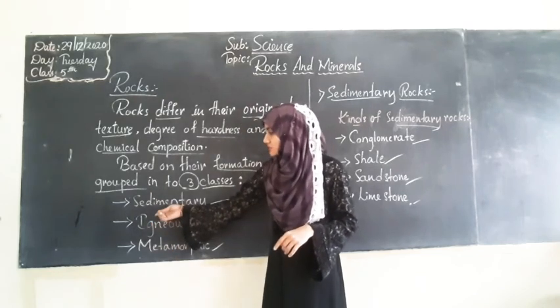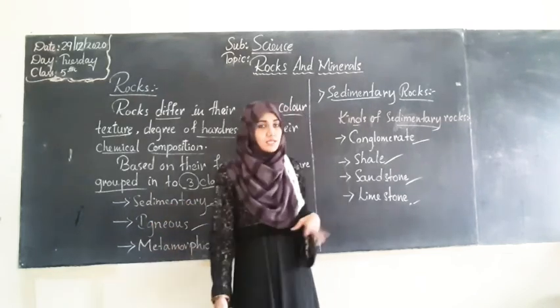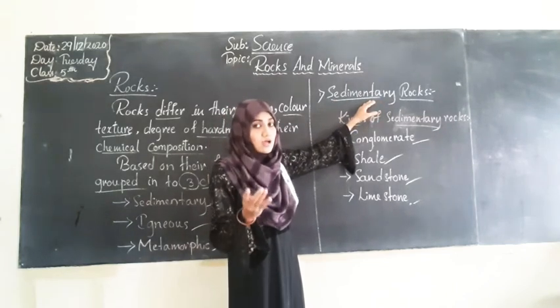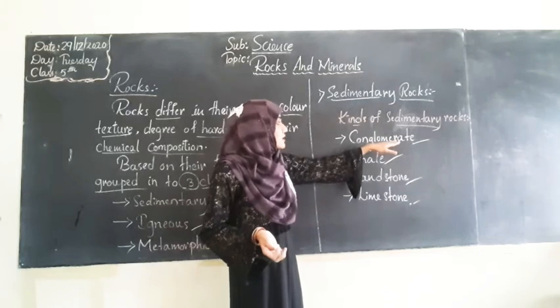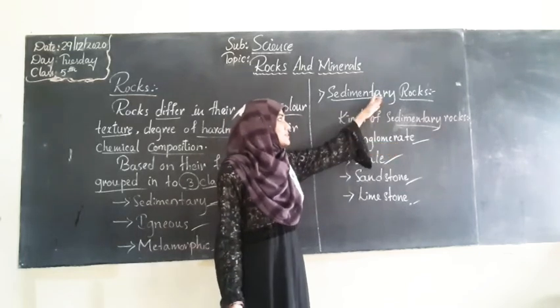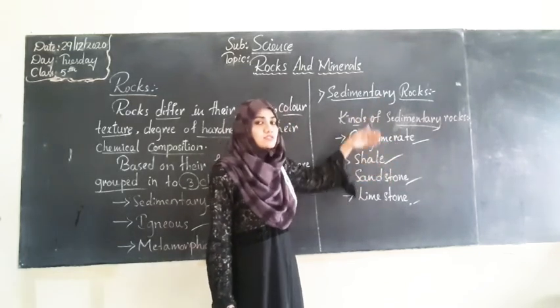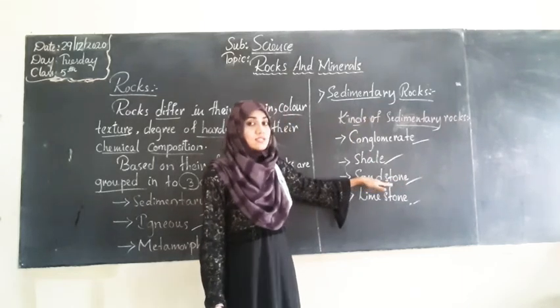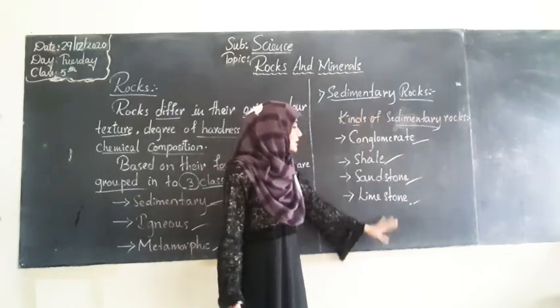Overall, rocks have been divided into 3 groups. In that, the first group is sedimentary. Again, this sedimentary we can find in 4 types. So conglomerate is a sedimentary rock. Shale is also a type of sedimentary rock. Sandstone is also a sedimentary rock, and the limestone.